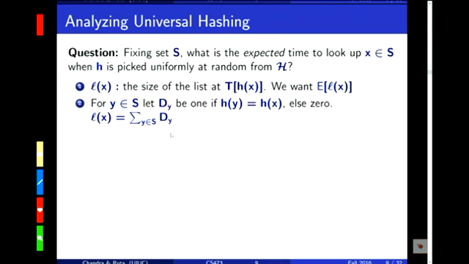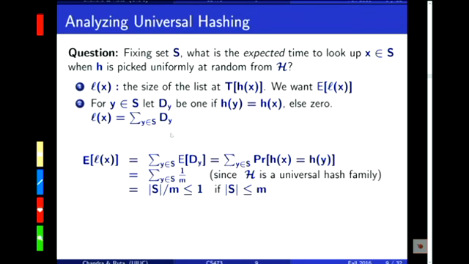right? So the expectation of L of x is, by linearity of expectation, the summation of the expectation of dy, which is the probability that h of x equals h of y, but that is 1 over m, we just said, right? So this quantity is just the size of S divided by m. And if the number of elements in the set is less than or equal to m, then this is at most 1. So this is what this is. Does this remind you of something we saw last time?